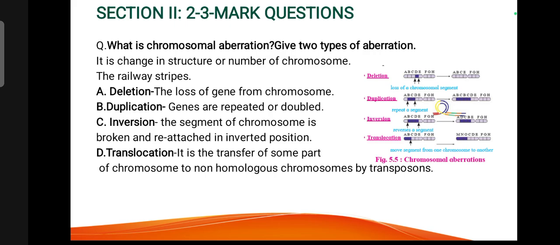The loss of gene from a chromosome is called deletion. In duplication, the genes are repeated or doubled. In inversion, the segment of chromosome is broken and reattached in inverted position. Translocation is the transfer of some part of a chromosome to a non-homologous chromosome by transposons.